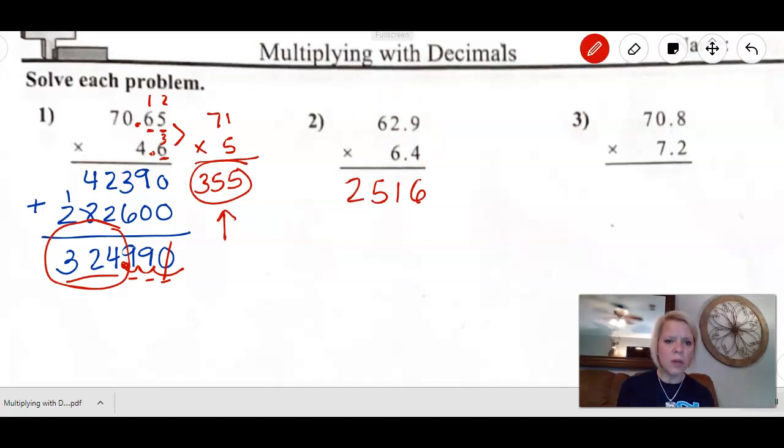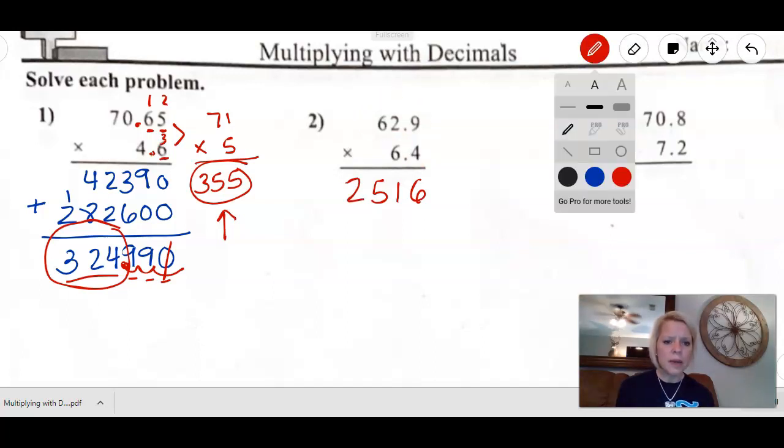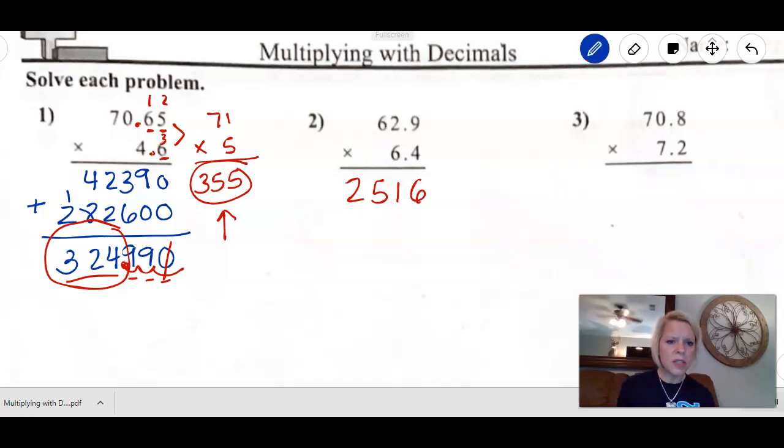We can erase our work. Okay, here I'll change the color. Okay, so now we're going to be multiplying by the 6. So we need to change this and make sure we have our placeholder 0. If you don't have that placeholder 0, then your answer is going to be off big time. Okay, you have to maintain your place value and hold that spot.